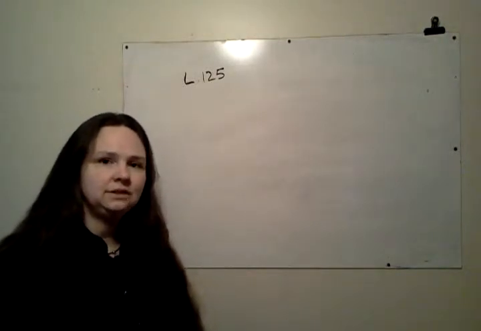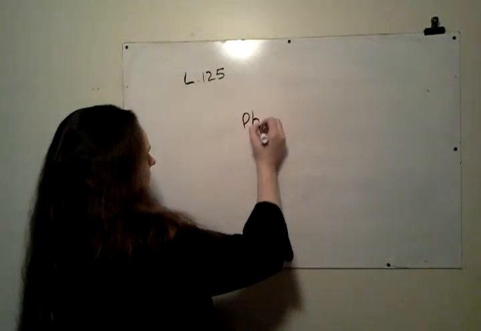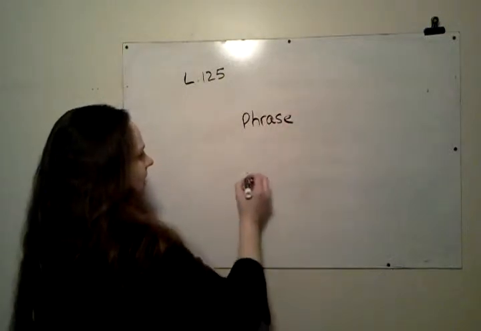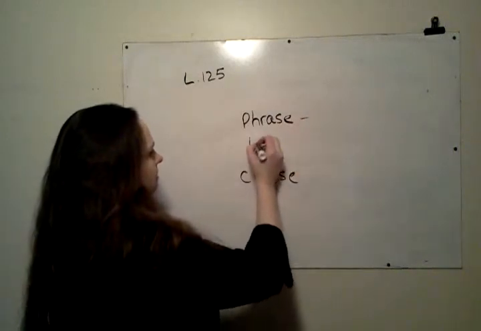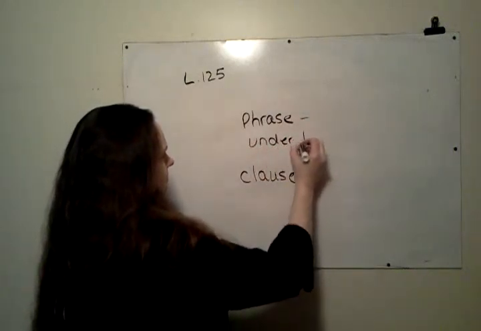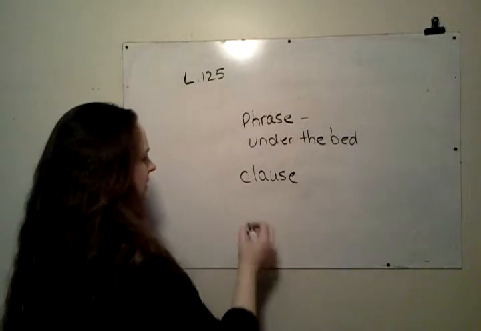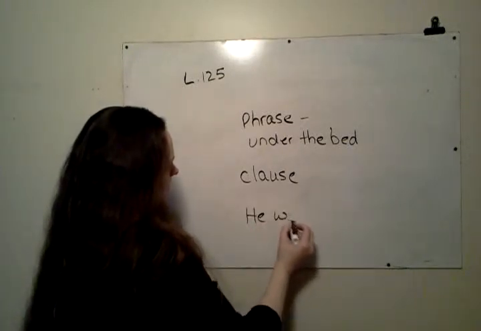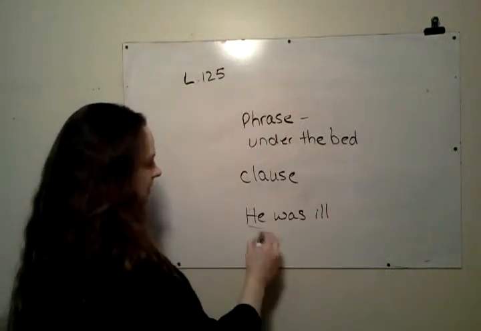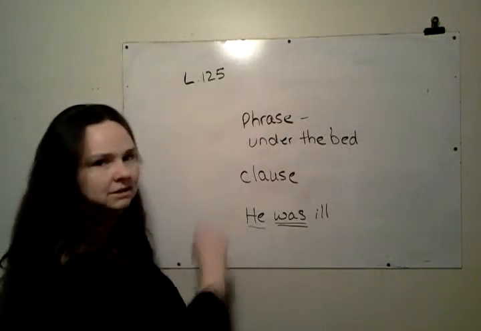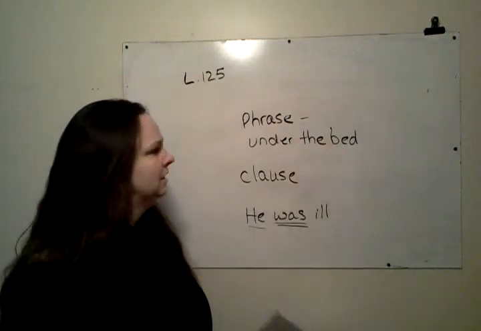Remember in the last few lessons we talked about phrases. So what's the difference between a phrase and a clause? A phrase does not have its own subject and verb. A phrase might be something like under the bed. And a clause might be something like he was ill. In a clause I have a subject and I have a verb. So that's what makes it a clause. In my phrase here I have a preposition, an adjective, and a noun. But I don't have a subject and verb.